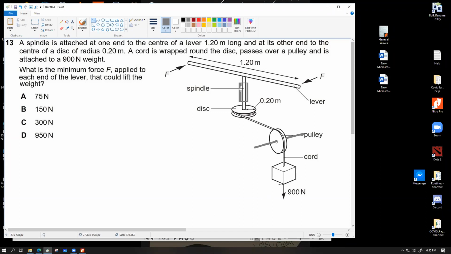You can see over here, this block has a weight of 900 Newton, which is working downwards, which means this cord is going to pull on the pulley by 900 Newton. This pulley is simply going to change the direction with 900 Newton force, which is going to pull outwards along this track, which means along this line, we're going to have the same 900 Newton force, but that direction is going to be horizontal and in that way.